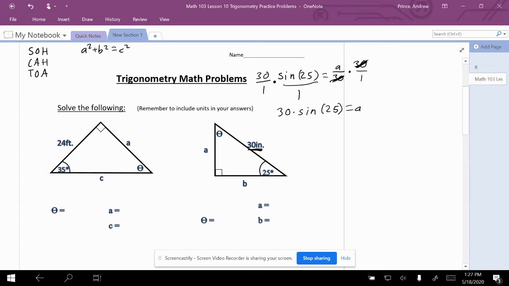If you punch that in your calculator, 30 sine 25, that would leave you with A equals 12.679. And our units are inches. So A is 12.679 inches.